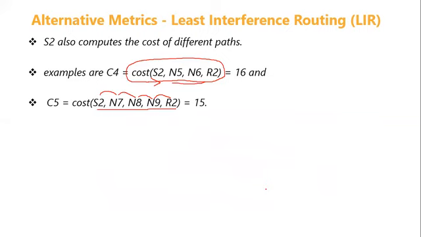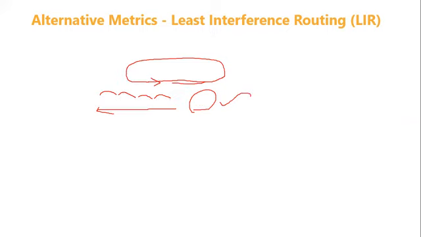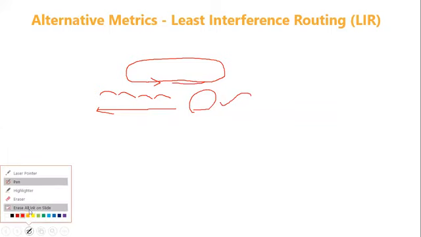So what happens here is, even though this path has more hops, with respect to least interference, this is better. So for S2 to R2 we will go with this particular path. So this is how the least interference routing algorithm works.